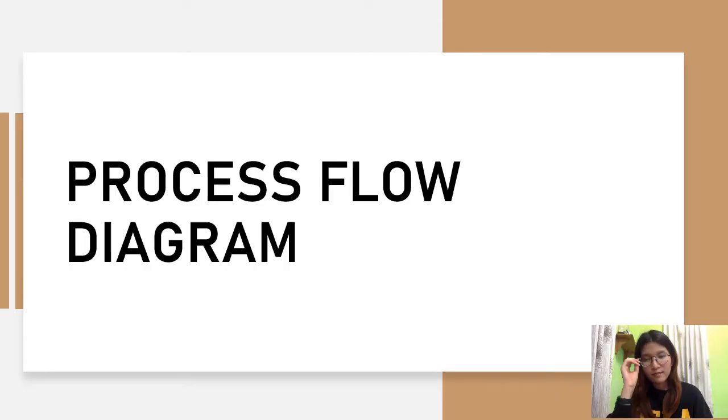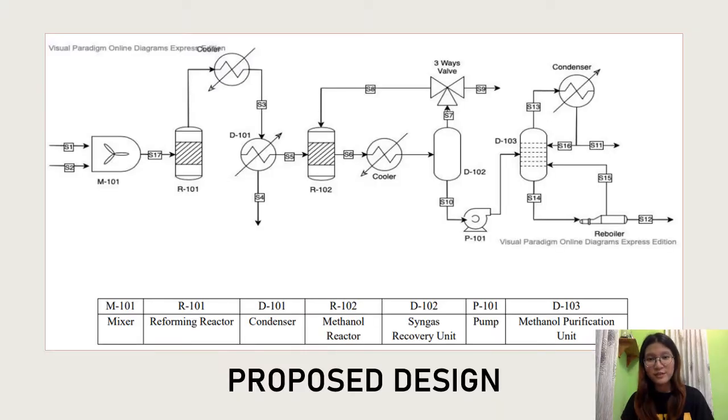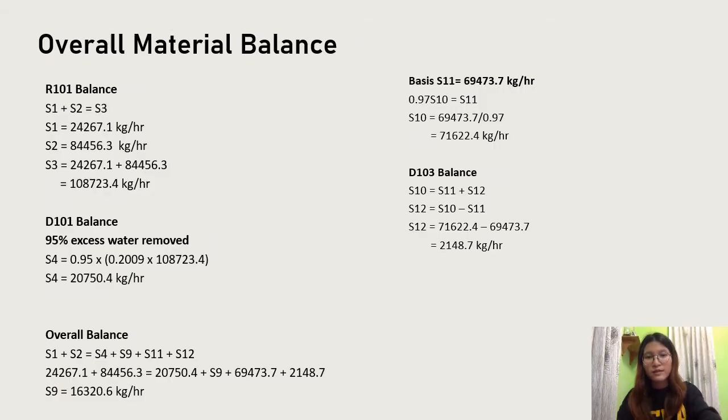My name is Natasha, and I'll be talking about the second chapter of our project, which is the process flow diagram. The diagram shown in the presentation currently is our proposed design for this project. The material balance for all units is calculated, and before going into details for every unit, this is the overall material balance of this whole project.